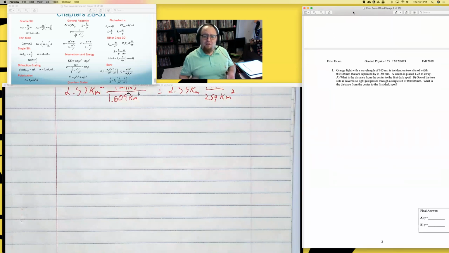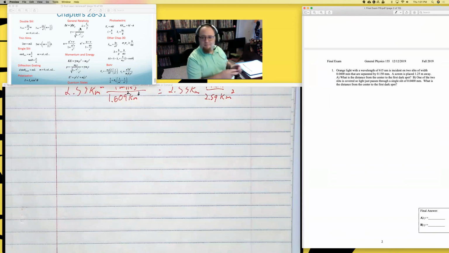So the first problem will be from chapter 28. 28 could be double slit, single slit, thin film, diffraction grating, polarization. Basically everything on the left side of that PowerPoint that's up there. And so let's see what I asked.